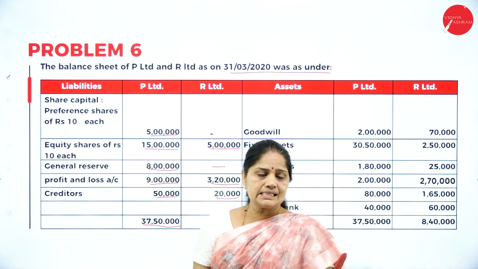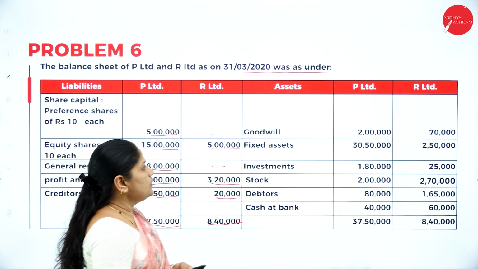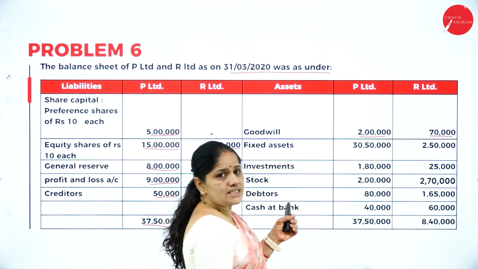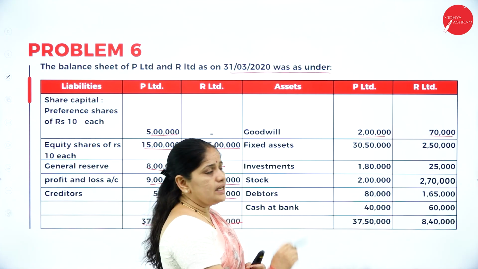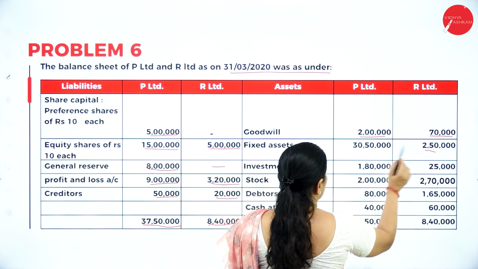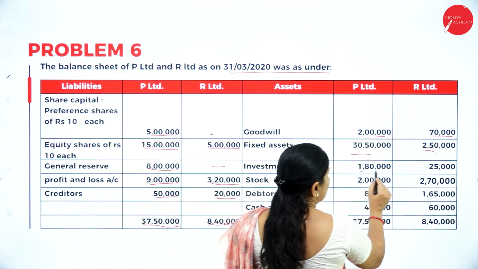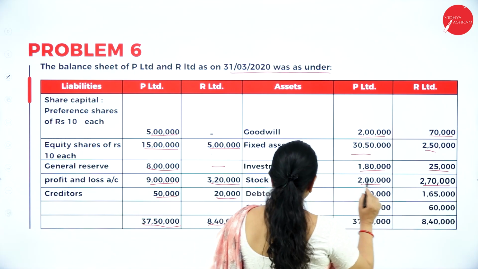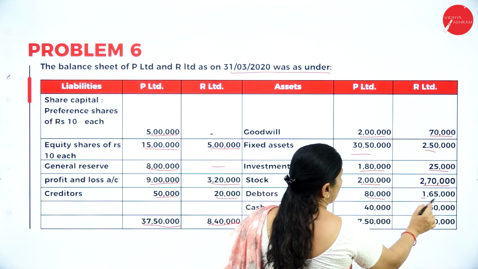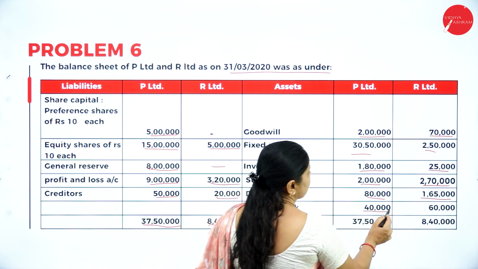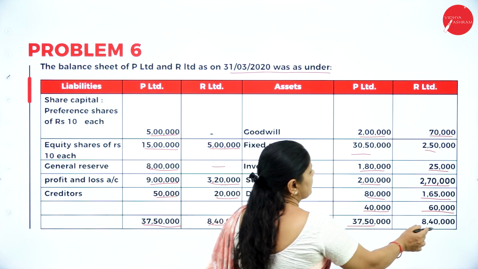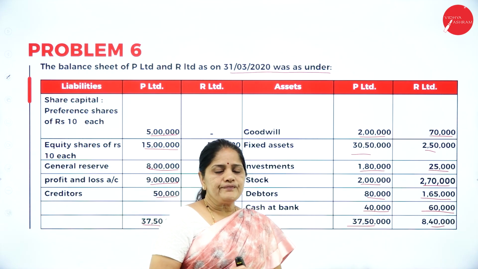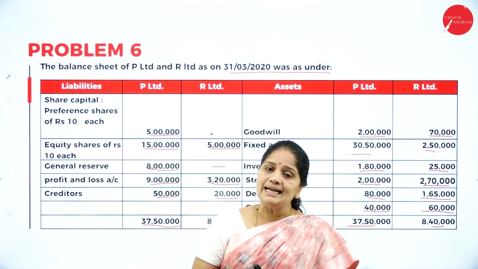Now, on the asset side, we have goodwill. Goodwill of P Limited is 2 lakhs, R Limited is 70,000. Fixed assets 30,50,000. R Limited it is 2,50,000. Then investments, 1,80,000, 25,000. Stock 2 lakhs, 2,70,000. Debtors 80,000, 1,65,000. Cash at bank 40,000, 60,000. Total 37,50,000, 8,40,000. Now, we are given the balance sheet of P Limited and R Limited.